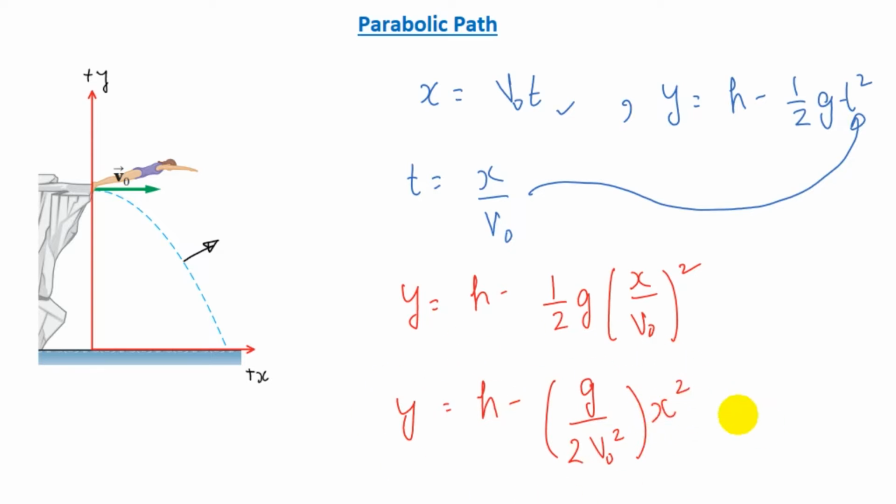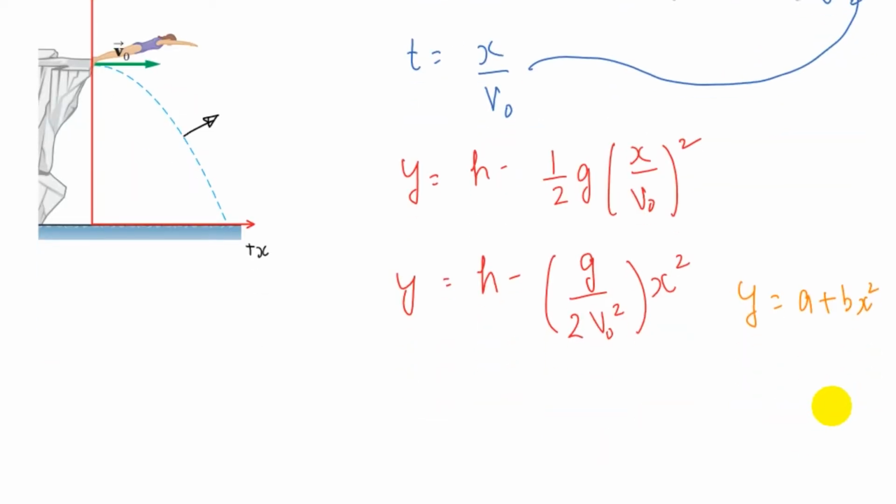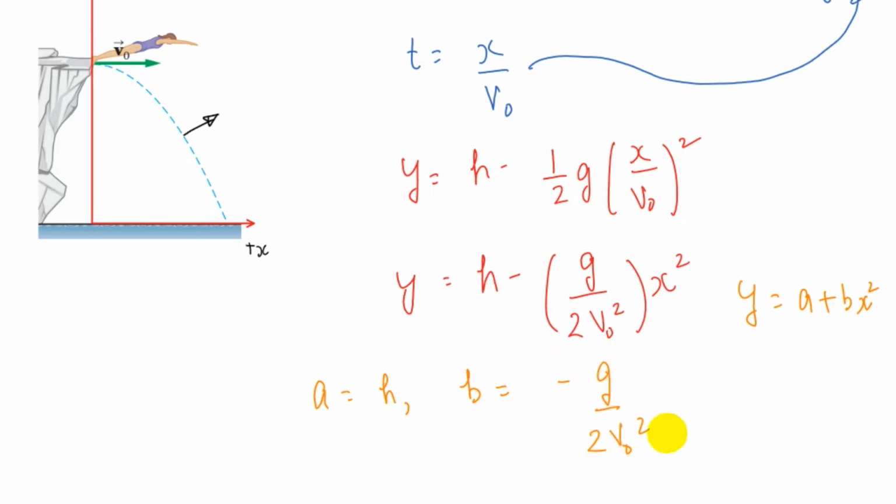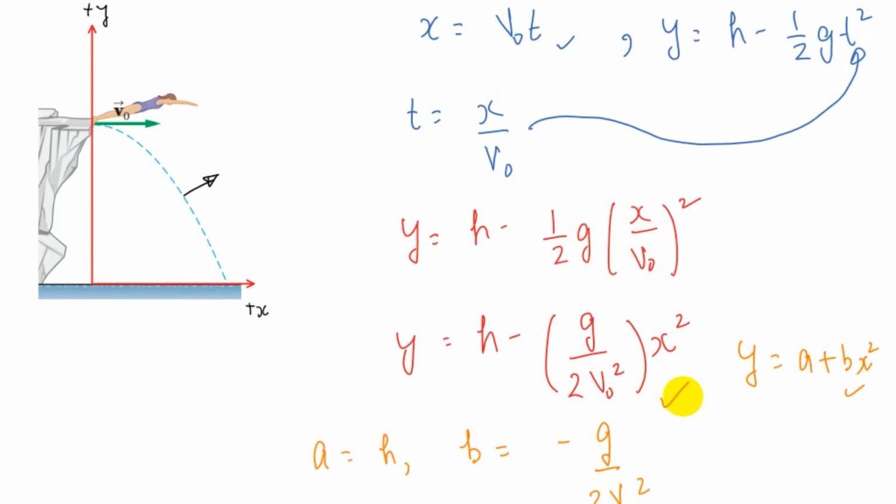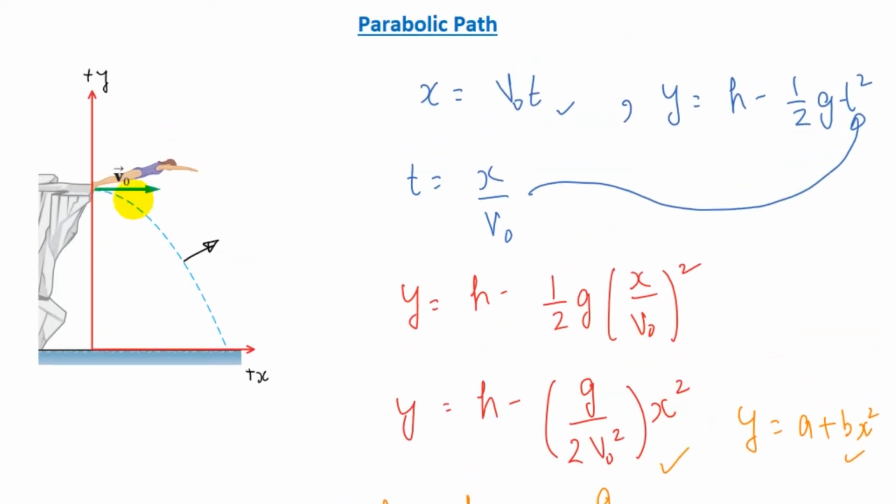Now this equation is of the form y equals a plus b x square, and comparing these two equations we can write that a equals h and b equals minus g over 2 v0 square, and this is the equation for the parabolic curve. Therefore this is the parabolic path, and thus we proved mathematically that this curve will be a parabolic curve.